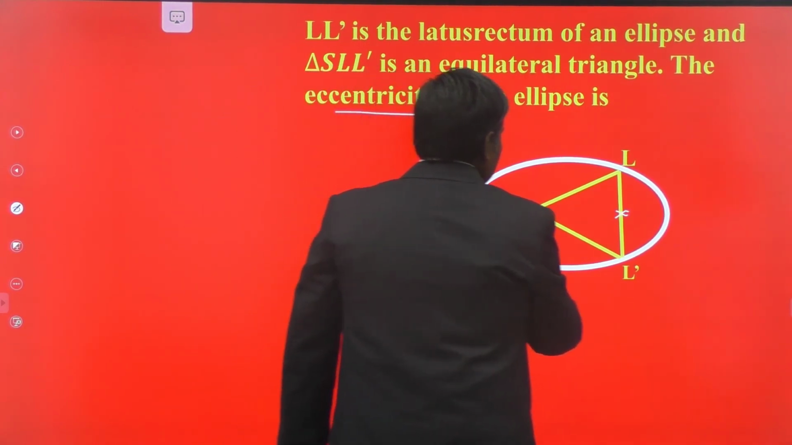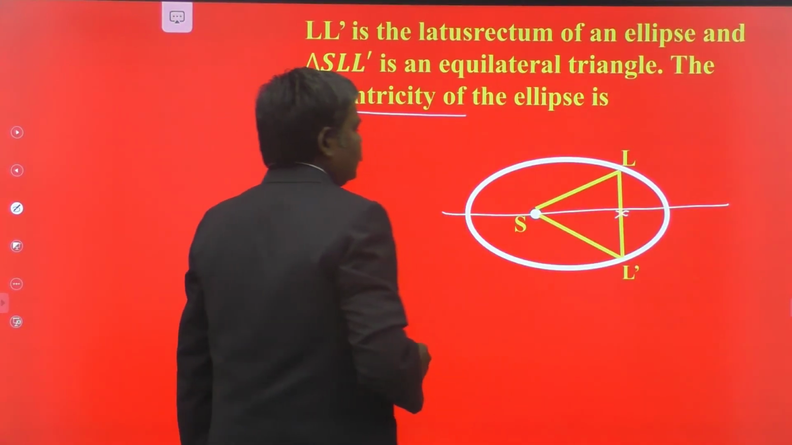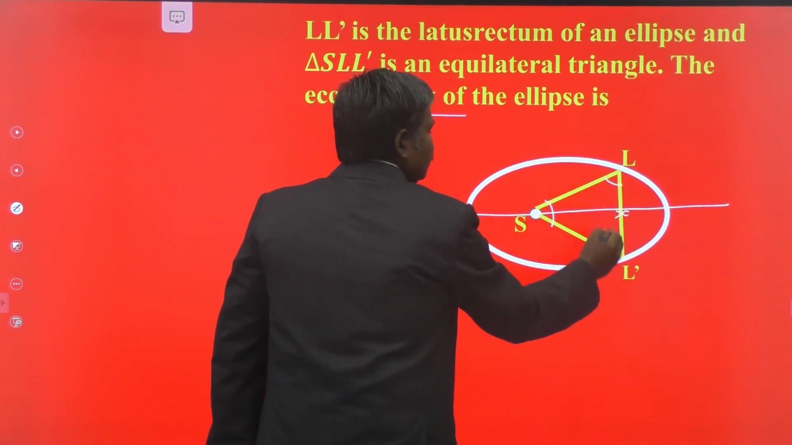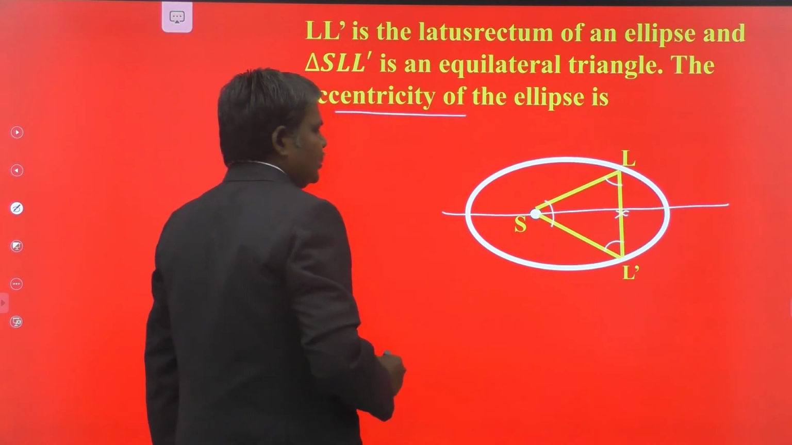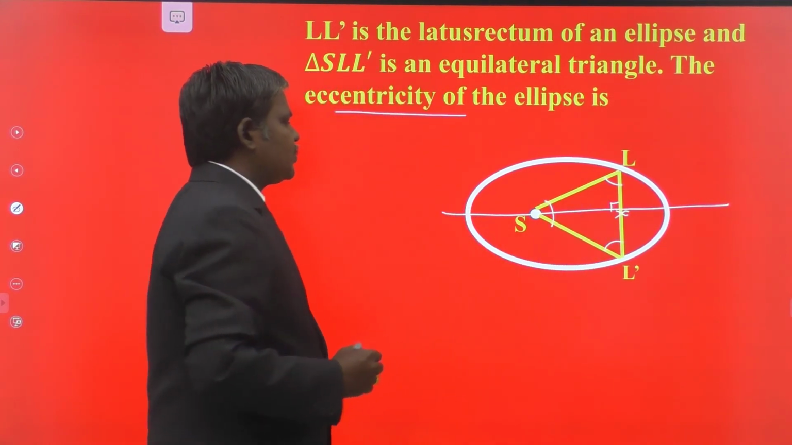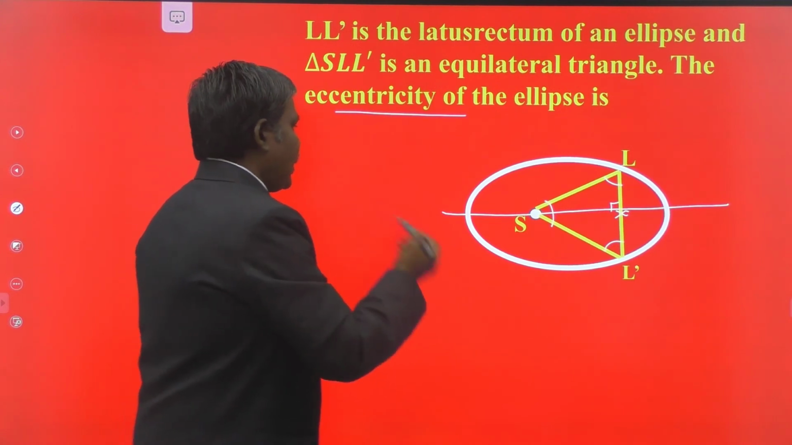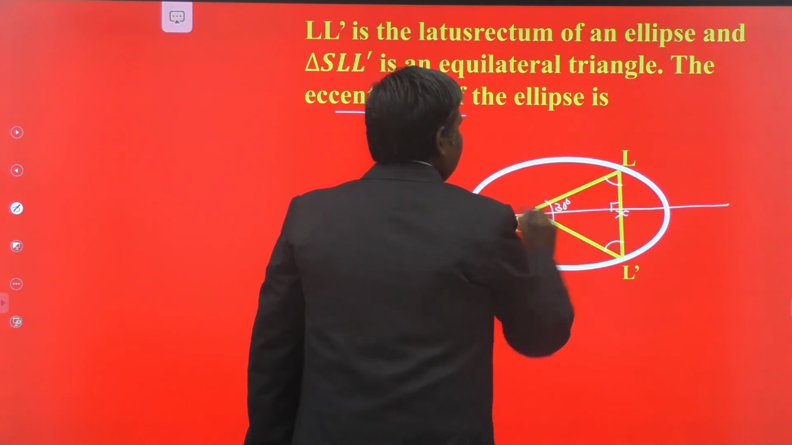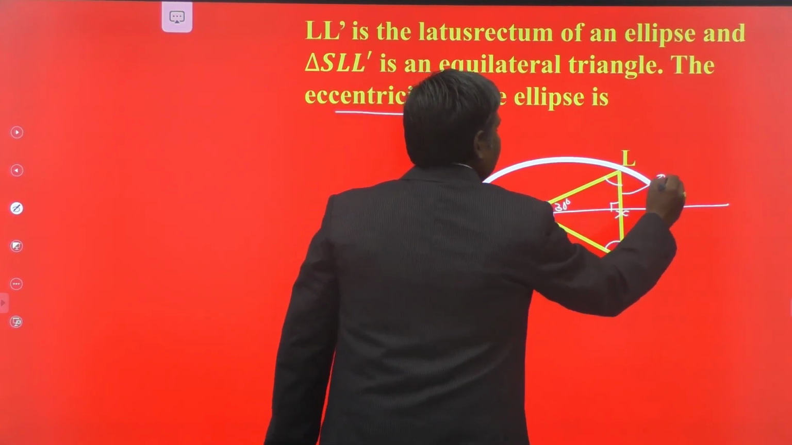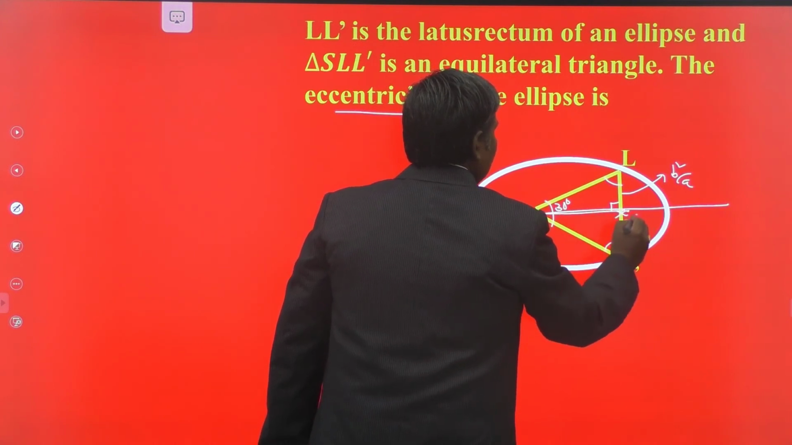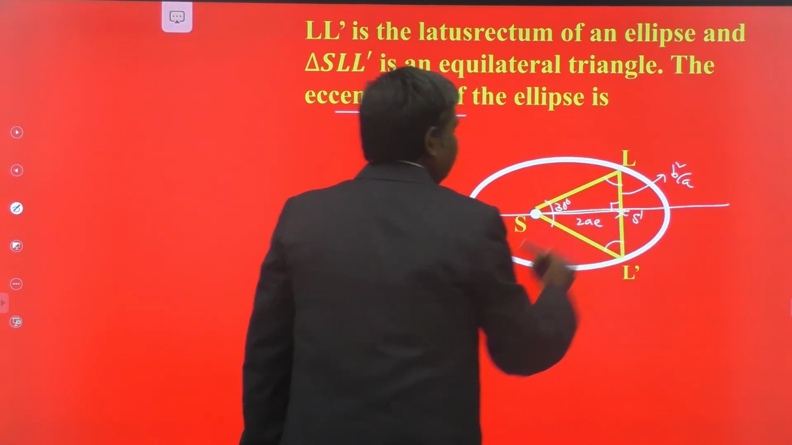Understand? This is the major axis. The angle is 60 degrees, here also 60 degrees. So it is 90 degrees, because the latus rectum always makes an angle of 90 degrees with the axis. Now what about this one? 30 degrees. This is the length b square by a. This is the distance between the two foci, that is 2ae.